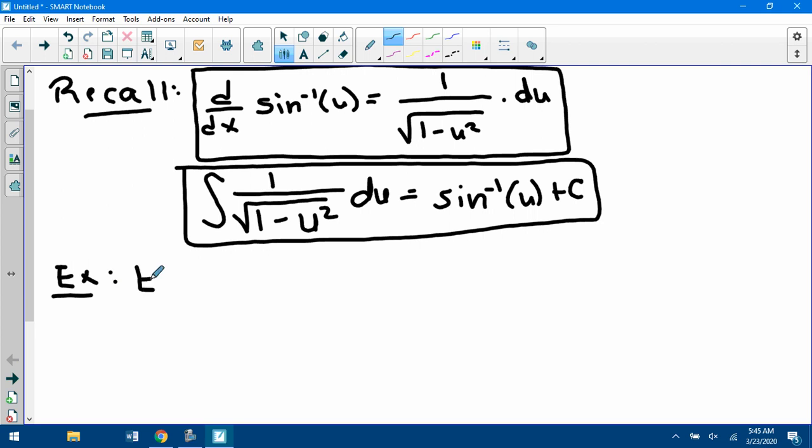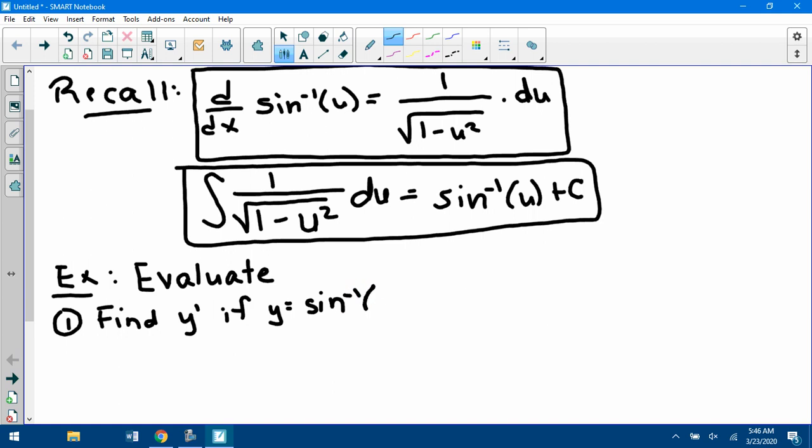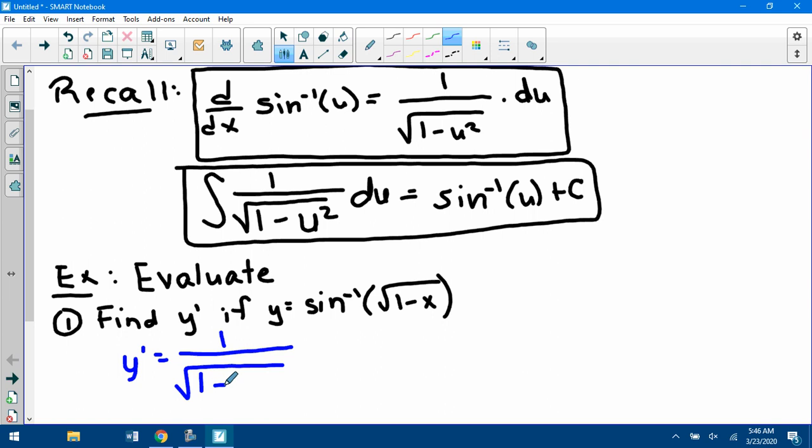If I just said to evaluate, first one, we'll say find y prime if y equals sine inverse of radical 1 minus x. Okay, so it's a derivative example, and I've got stuff in the center here. So we know that y prime, because it's sine inverse, is going to be 1 over the square root of 1 minus, now this is the stuff, radical 1 minus x squared, times the derivative of that stuff.